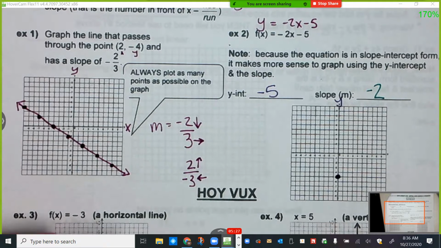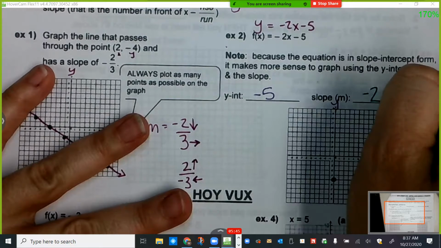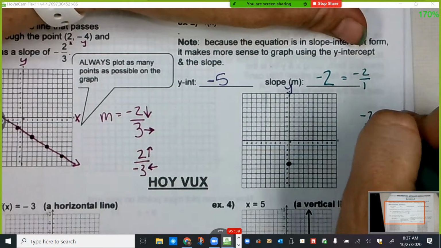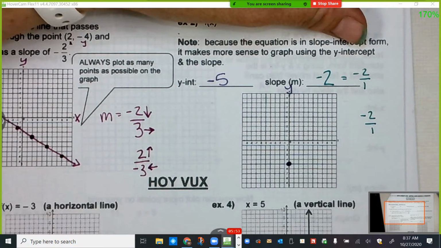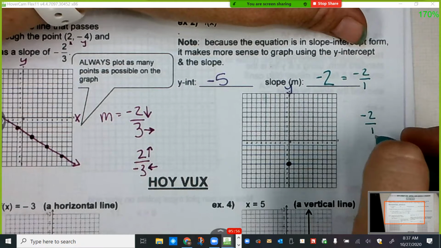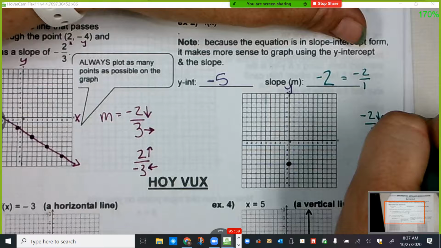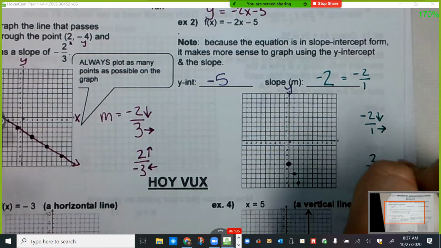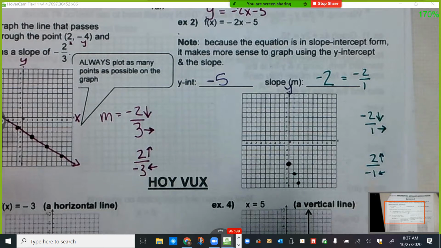And now, we always want our slope in what form? Fraction form. Okay, when we're given a whole number, what can we put on the bottom? A 1, because think about it. What's -2 divided by 1? -2, right? So did it change? No, we just put it into a fraction. So when we make it a fraction, what does that tell me to do? Up or down? Down 2, right 1. So down 2, right 1, down 2, right 1. Okay, then we can also do the opposite. So up 2, left 1.